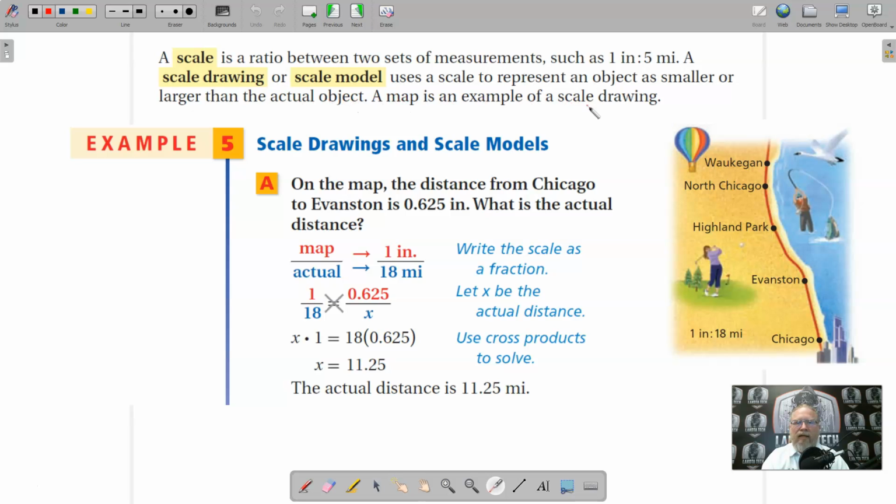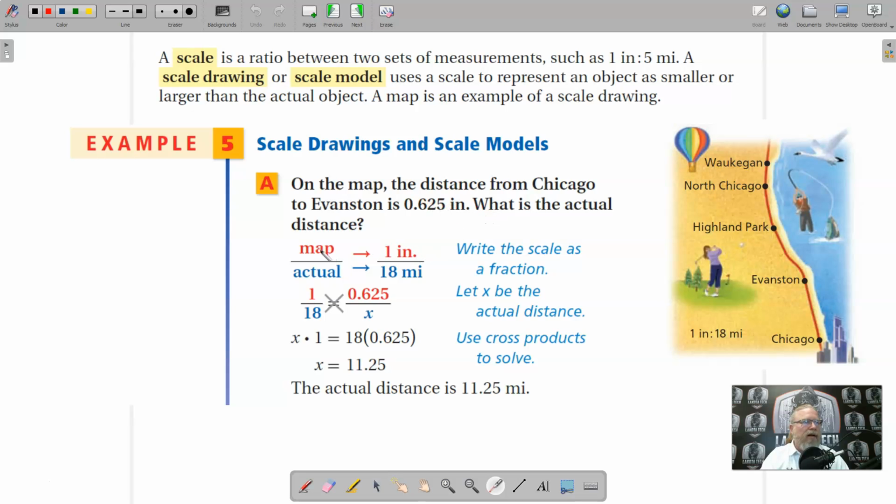A map is an example of a scale drawing. So here we are, example 5, what we talked about in our first page of this lesson. So scale drawings and scale models. On the map, the distance from Chicago to Evanston is 0.625 inches. What is the actual distance? So let's find Chicago here. And let's find Evanston, that is here. If you measure that on the actual map, it is 0.625 inches.